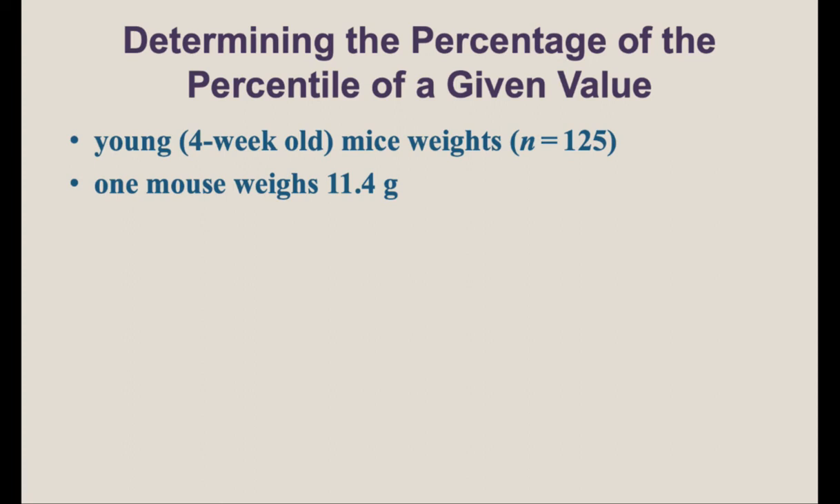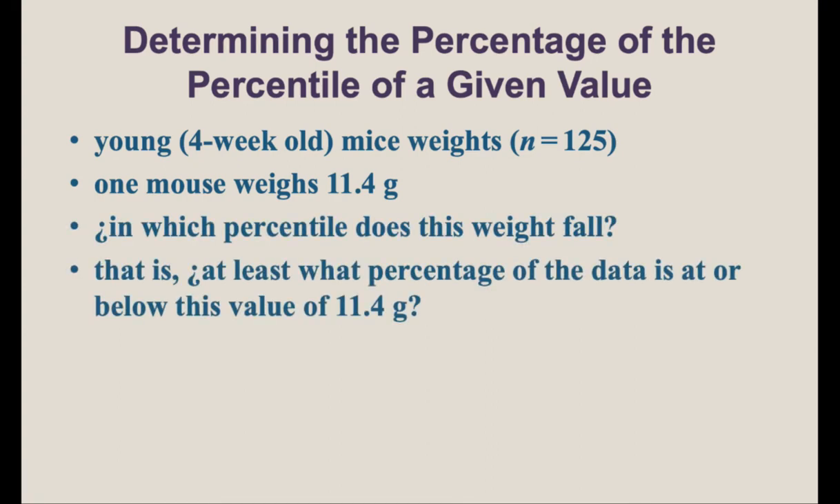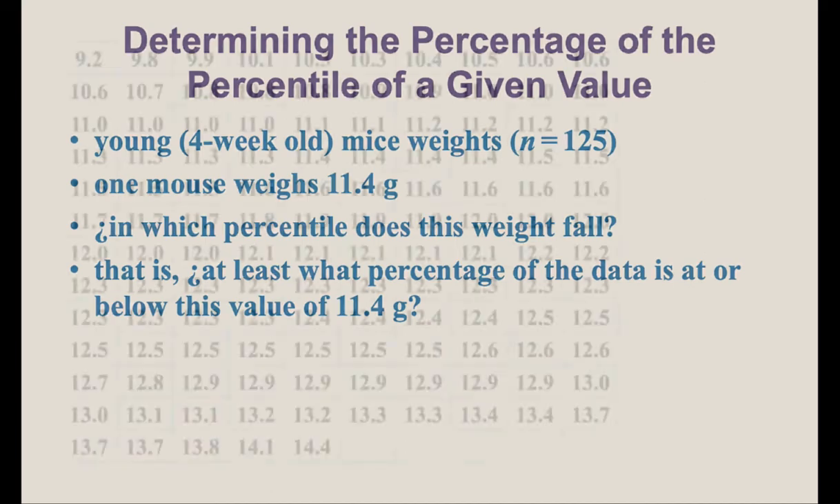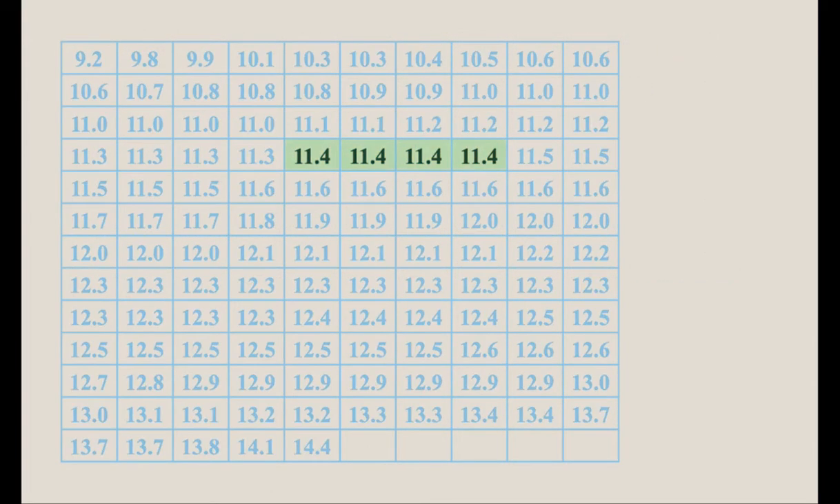That is to say, we will be given the data value and we will find the corresponding percent for its percentile. In which percentile is the data value 11.4? Another way of stating or asking this question is to ask what percent of the data are less than 11.4 grams. The first thing we will do using our ordered dataset is to highlight all the values of 11.4.